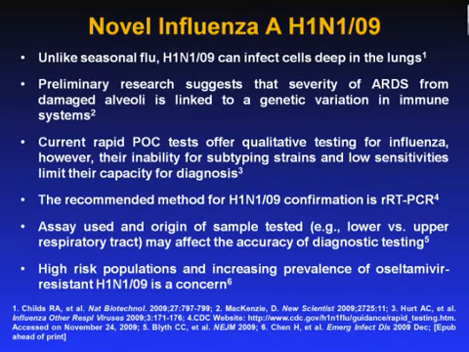One particular virulence factor of the novel H1N1 virus is that it possesses the ability to infect deeper lung tissue compared to the seasonal flu. This can lead to severe complications involving alveolar damage. Research also suggests that the severity of acute respiratory distress syndrome from damaged alveoli is linked to genetic variations in immune systems.